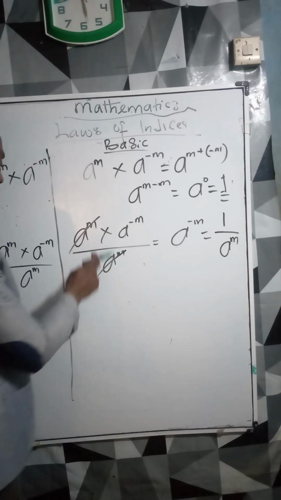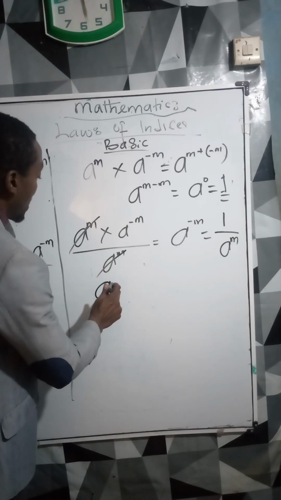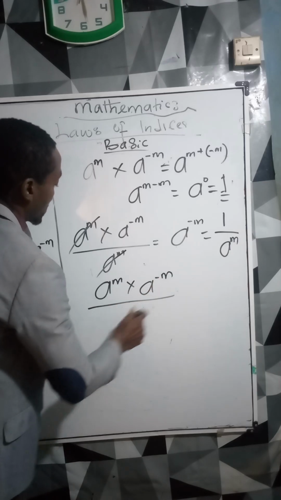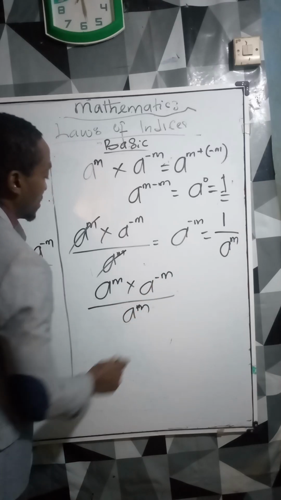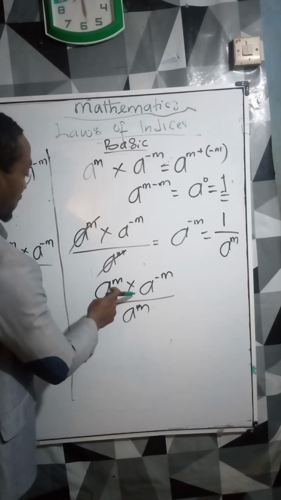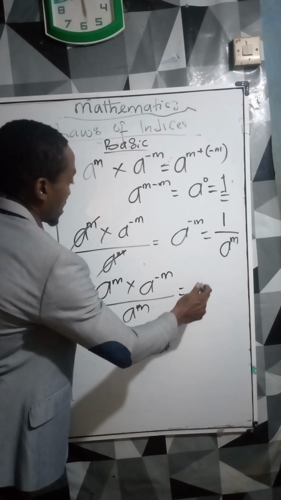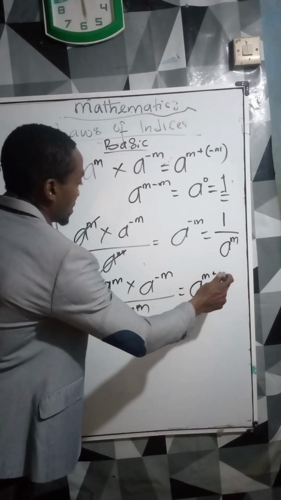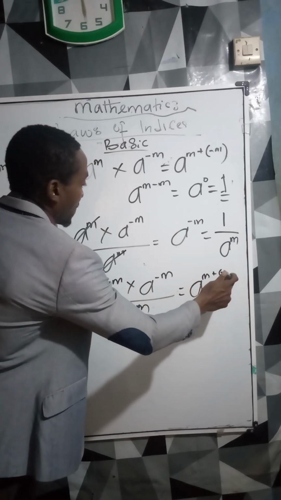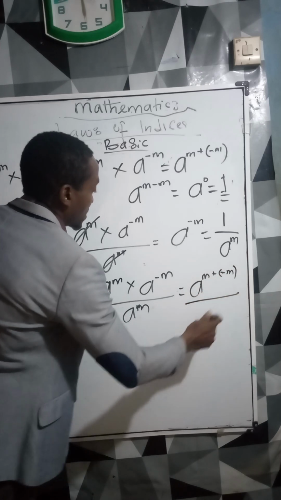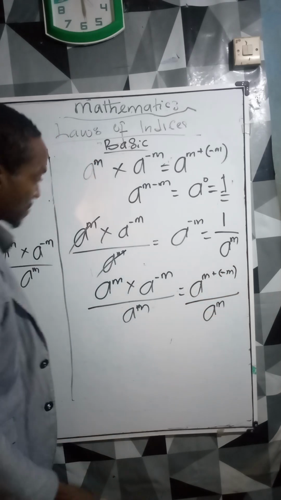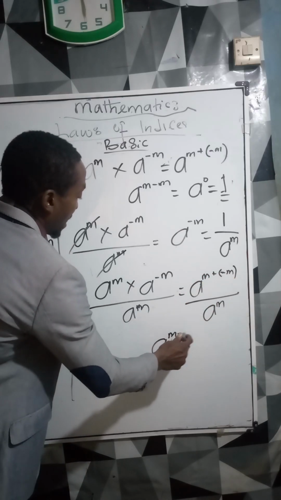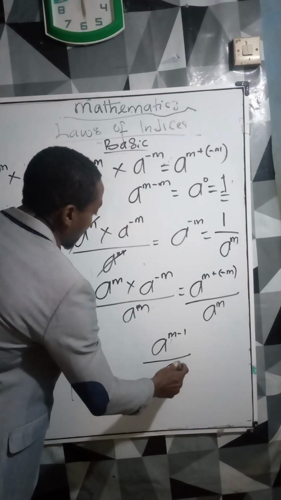This thing you can do in two ways. If you don't want to do it this way, you can still have a raised to power m times a raised to power negative n, all over a raised to power n. I'm repeating the question again. Watch. Now you can apply the laws of indices: the numerator will have a raised to power m plus negative n, all over a raised to power n. Now, minus times plus is minus, so we have m minus n all over a raised to power n.